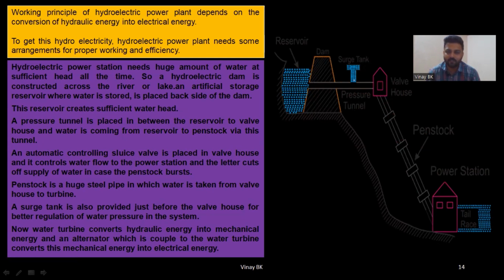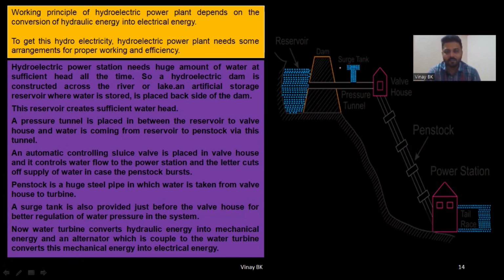Then we have the surge tank to release the water pressure. Then the water flows from the higher end to the lower end. At the lower end, you place the turbine. The turbine starts to rotate and is coupled to the alternator. That alternator converts mechanical energy into electrical energy.